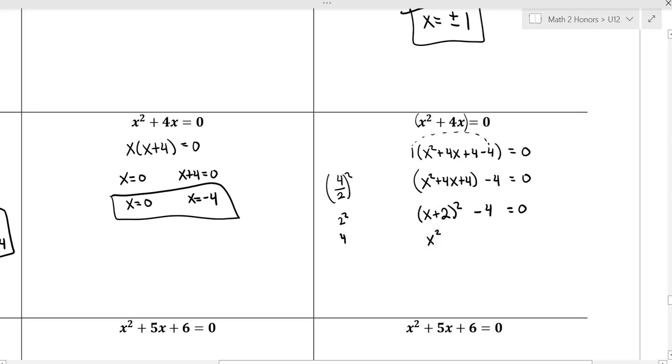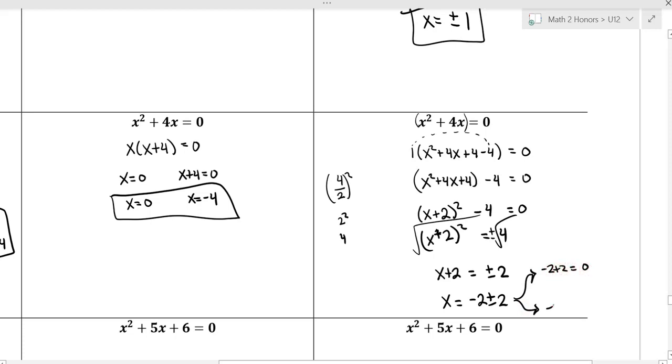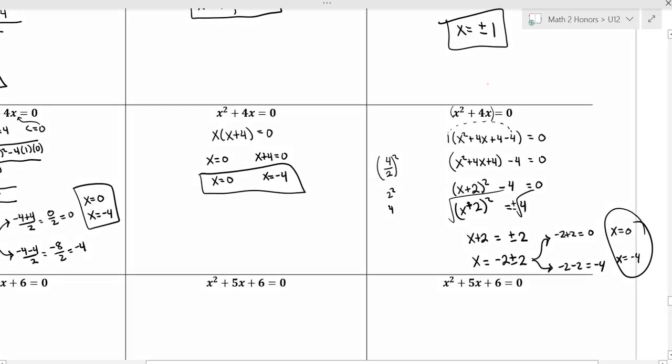So leave this part squared, x plus 2 squared, add 4 to both sides, take the square root of both sides, don't forget the plus or minus, and we get x plus 2 is equal to plus or minus 2, and then subtract 2 from both sides. And you get two cases here, negative 2 plus 2, which is 0, and negative 2 minus 2, which is negative 4. So again, x is 0, and x is negative 4. And all of these answers agree with each other.